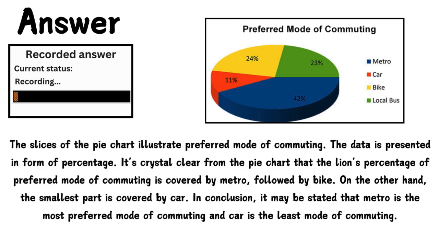The slices of the pie chart illustrate the preferred mode of commuting. The data is presented in the form of percentage. It's crystal clear from the pie chart that the lion's share of the preferred mode of commuting is covered by metro, followed by bike. On the other hand, the smallest part is covered by car. In conclusion, it may be stated that metro is the most preferred mode of commuting and car is the least preferred mode of commuting.